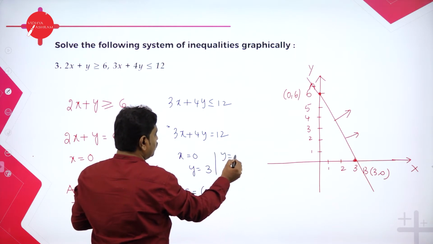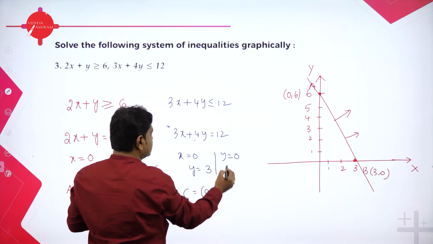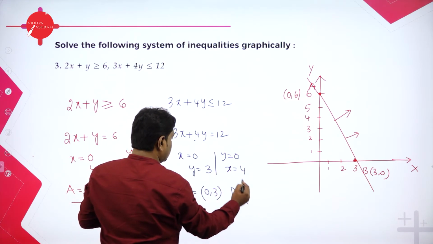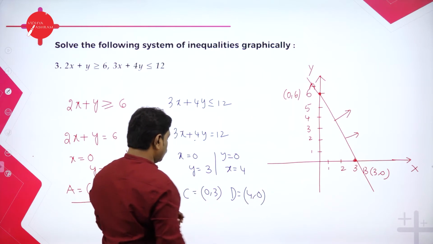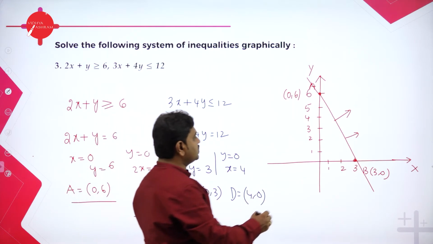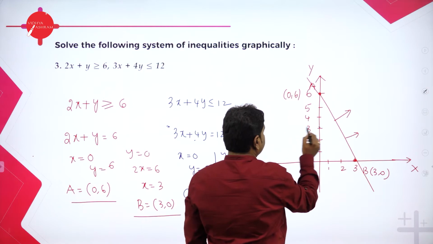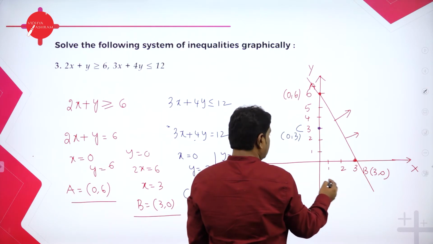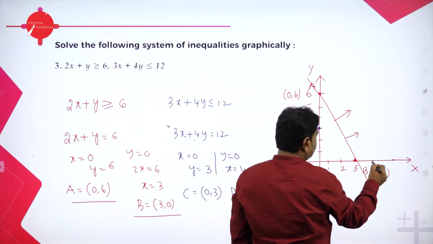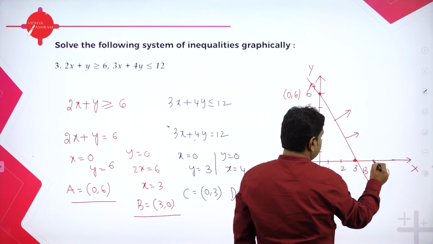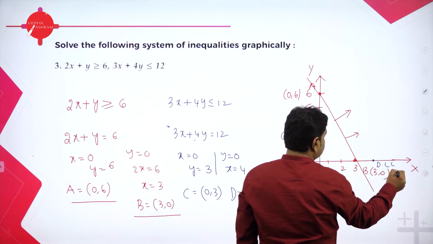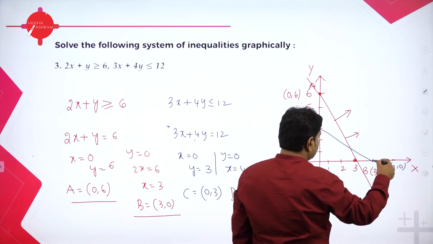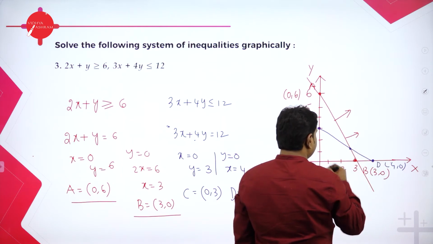And put y 0. If you put y equal to 0, this term is gone. So 3x is 12 and x is 4. And you call this D. D is what? 4 comma 0. So you got 2 more points. One is 0 3. 0 3 is here. This is C. 0 comma 3, and D, 4 comma 0. After 3 we'll have 4 comma 0 here. Now take a line between these two so that both will intersect at this point.